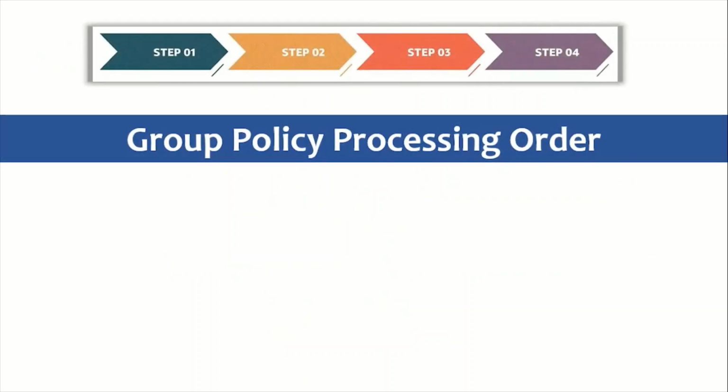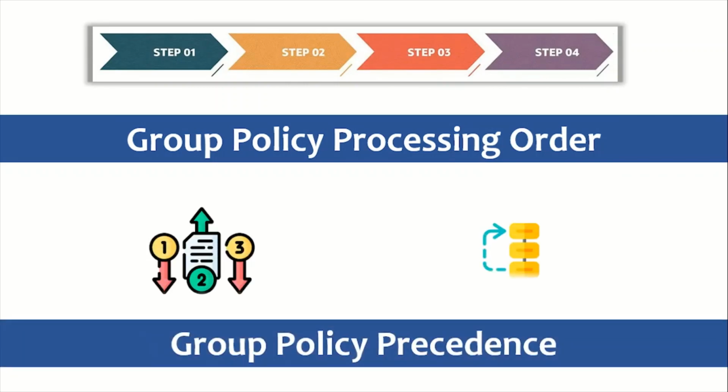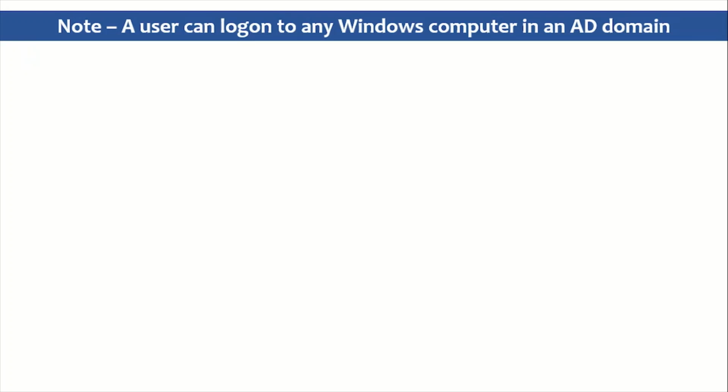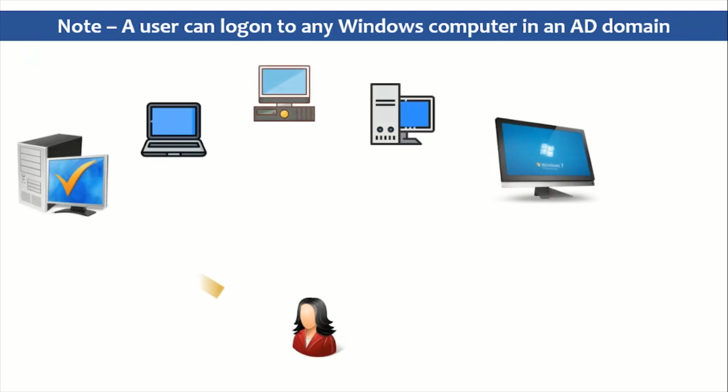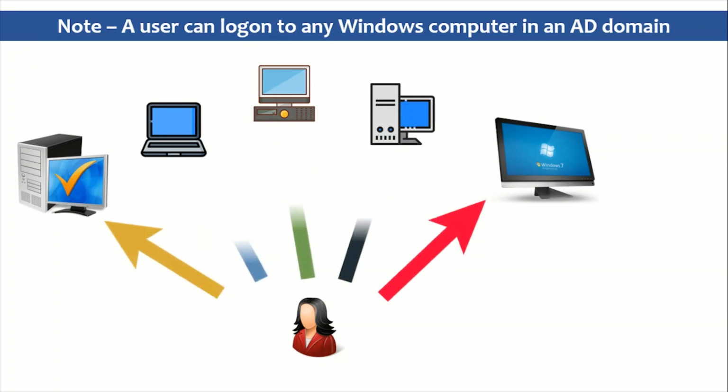Let's understand group policy processing order, meaning how the group policies are processed, and we'll also take a look at group policy precedence. There are two very important things to understand: the processing order and the precedence of group policy. Let's look at them one by one. Before diving into it, we have to note that an Active Directory user can log on to any Windows computer. He or she can log on to any Windows computer in the world of Active Directory.